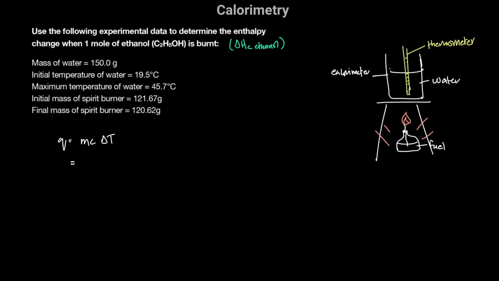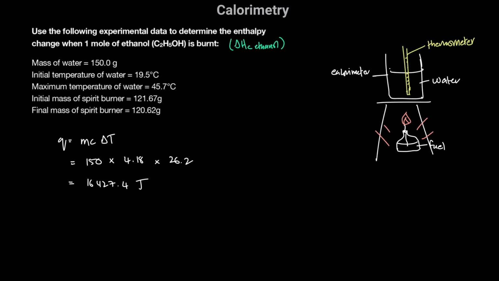The mass of water that we're using is 150 grams, the specific heat capacity is 4.18, and the change in temperature is 45.7 minus 19.5, which is 26.2. So this comes out to 16,427.4 joules of energy.